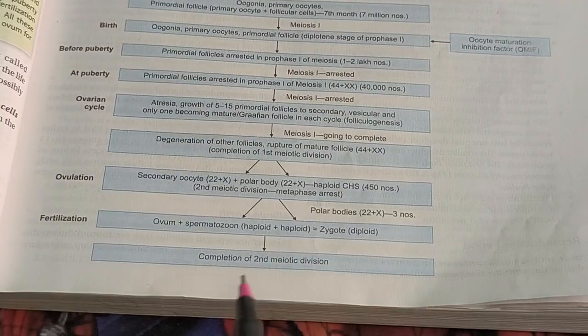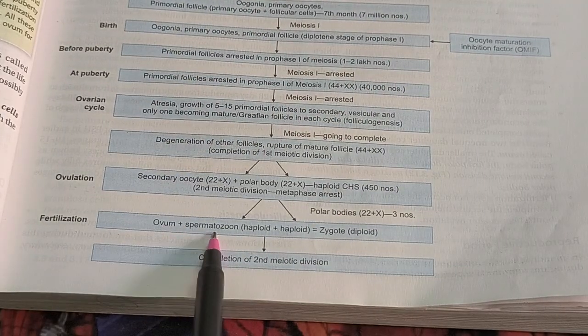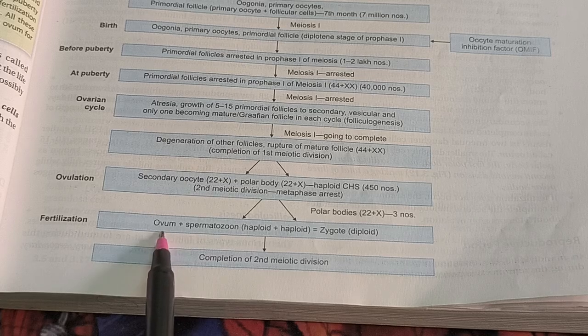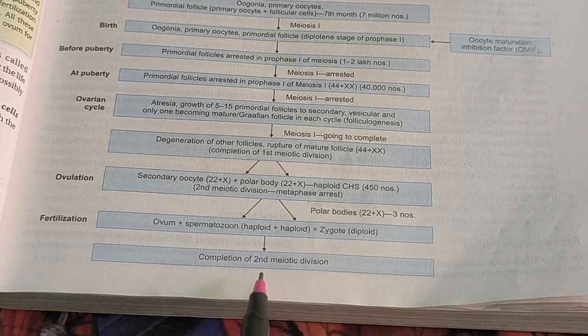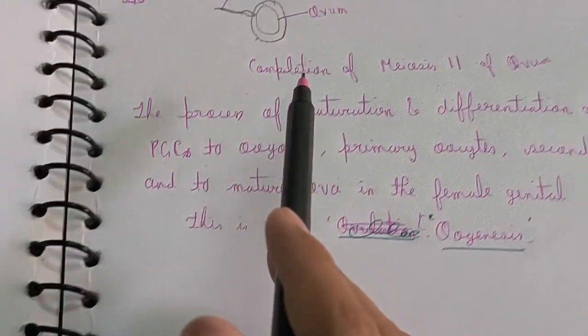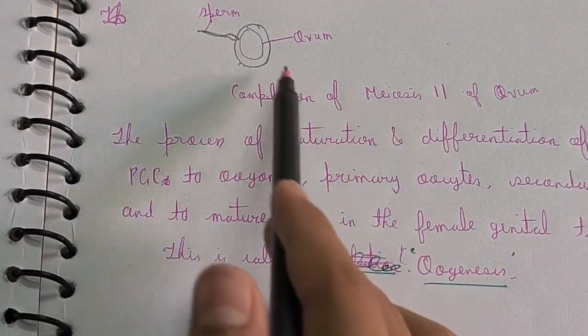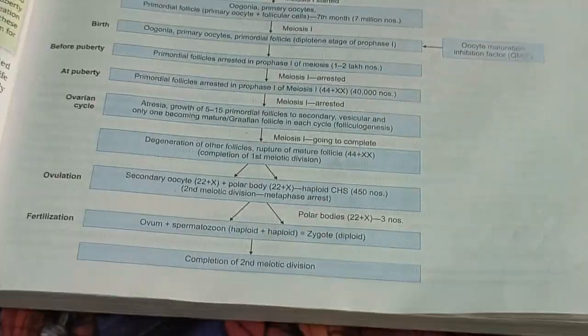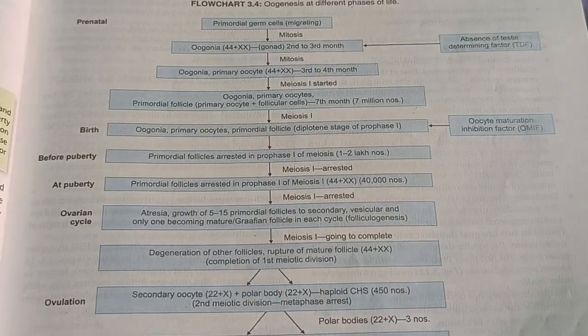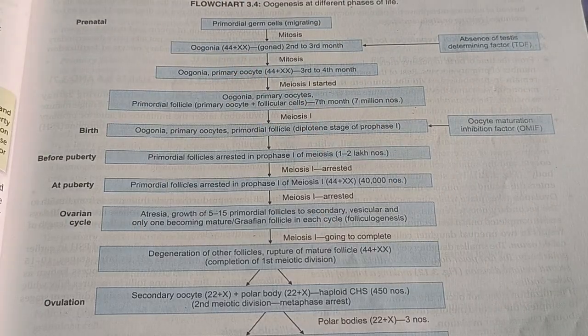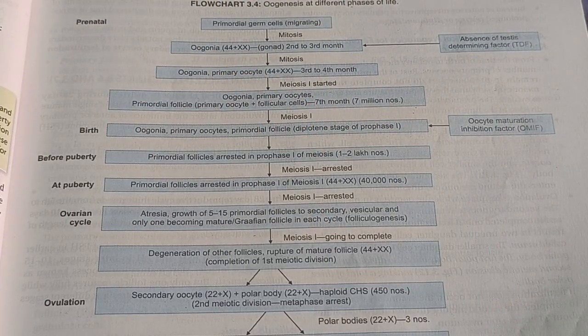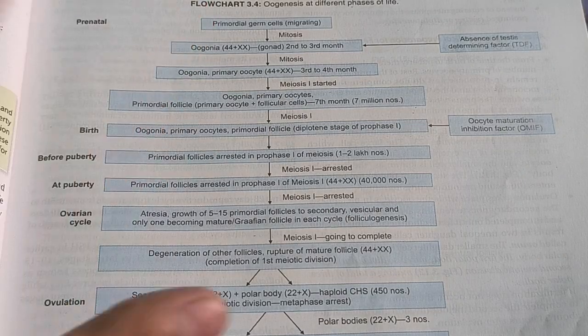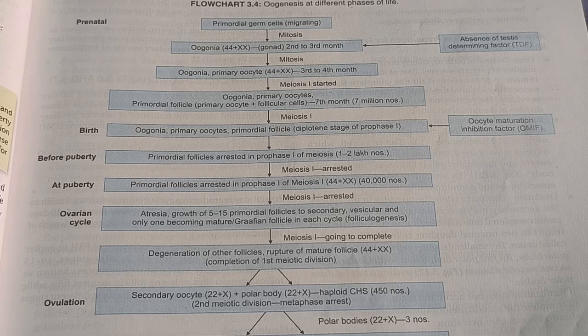So here fertilization means sperm and ovum have come in contact, and therefore completion of second meiosis, as I have written. That is, completion of the second meiosis of the ovum when sperm and ovum come in contact with each other. That's all about oogenesis. So this is the summary. My advice is that first you see my video and understand, then you can revise from here. That's all about oogenesis.